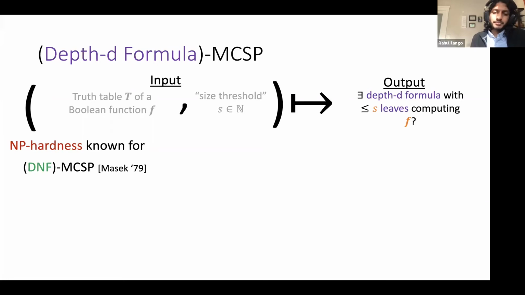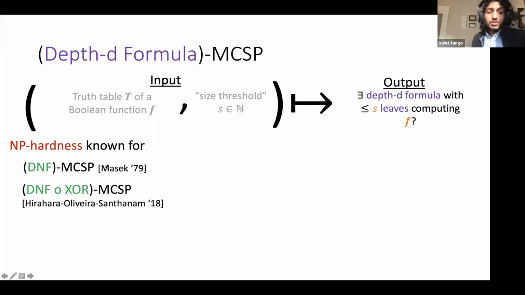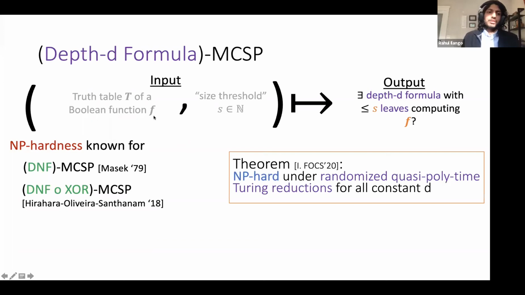But yeah, NP hardness was known way back in the 70s for the depth 2 case. And I guess 2 years ago, this was extended to DNF of XOR formulas. But in our result, what we show is that for every fixed constant D, this problem is NP hard under randomized quasi-polynomial time Turing reductions.